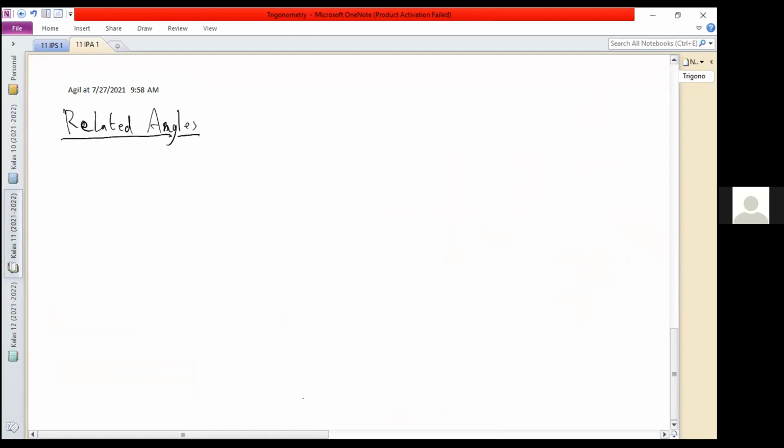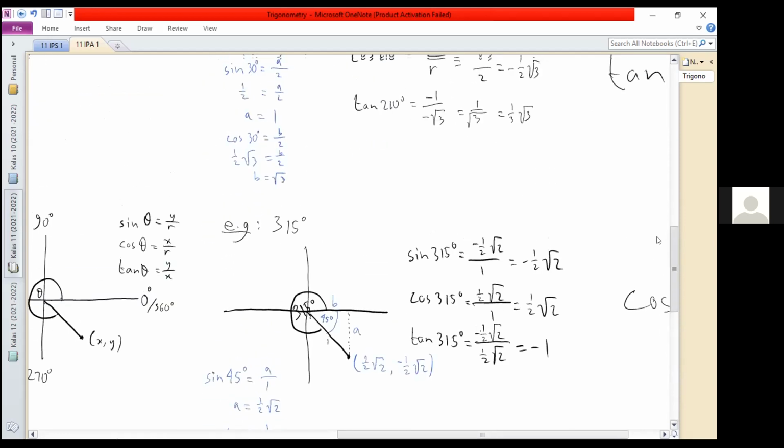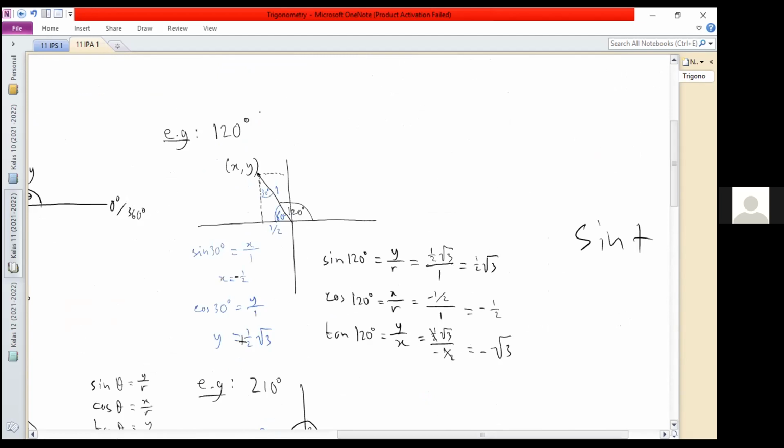Okay, so what are related angles? Let's get back here. For example, for 120 degrees, if I draw the angle 120 degrees, I get 60 degrees here and 30 degrees here, right? That is an example of a related angle.